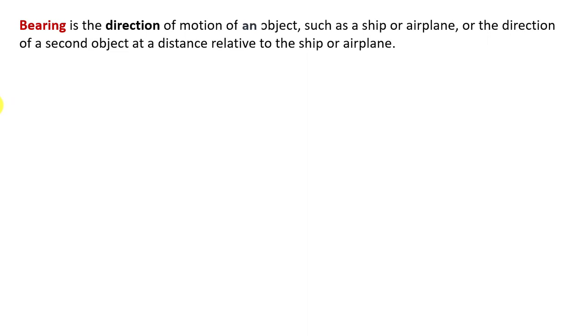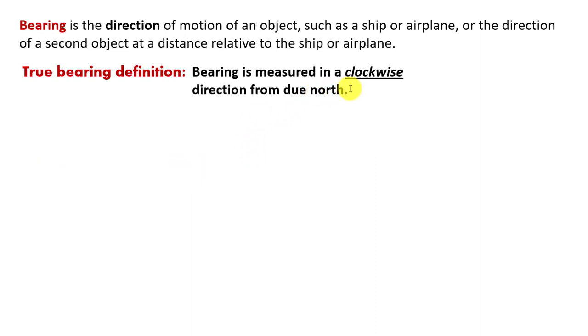Now, while there are different ways to measure bearing, bearing itself always represents the direction of motion of an object, such as a ship or airplane, or it can be the direction of a second object at a distance relative to the ship or airplane. As already mentioned, in this video we're going to look into true bearing. It's just one of the ways to measure the bearing. And this is how true bearing is measured. We measure it in a clockwise direction from due north. It probably doesn't make any sense yet, but as we look at the pictures, it will make perfect sense.